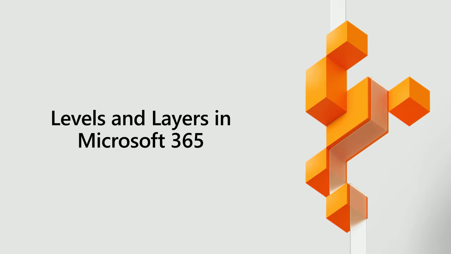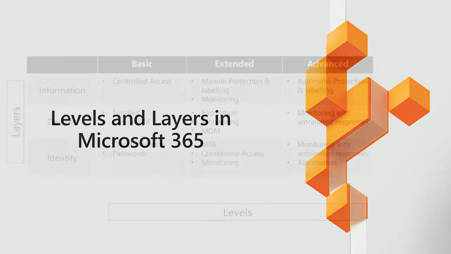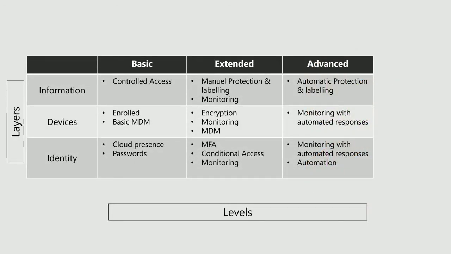So a quick recap on levels and layers in Microsoft 365. These are basically the layers: identity, device, and information. And then we are splitting up into basic, extended, and advanced levels. Because you have the layers, you need to think of all the layers, but not necessarily that you want everything to be more than basic. Maybe basic MDM is good enough for you. If you protect your information, you can get away with just basic device.